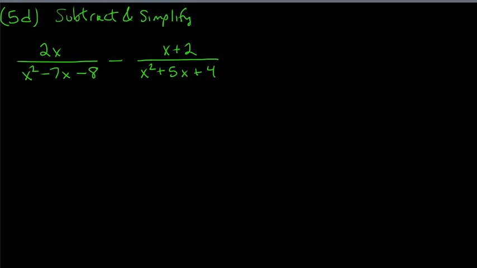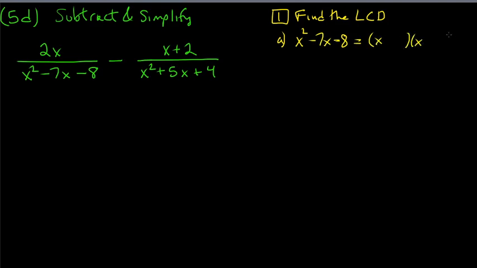All right, so 5D, subtract and simplify. 2x over x squared minus 7x minus 8, and then minus x plus 2 over x squared plus 5x plus 4. Okay, so step 1, find the LCD. As always, right? Unless the denominators are already equal, which does happen occasionally, but not in this case. These are not the same. So that means we have to factor both denominators. And luckily, these factor pretty easily. What two numbers multiply to negative 8 and add to negative 7? So it's just negative 8 and 1.